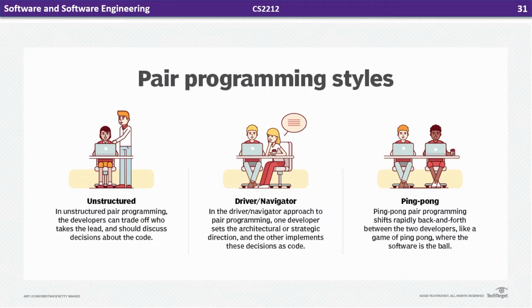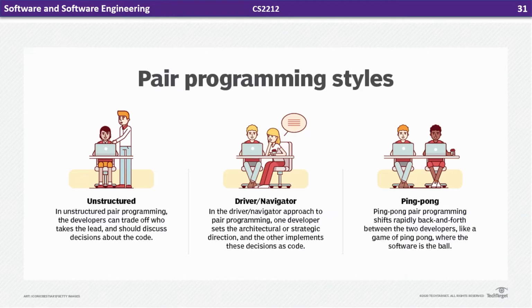The person who sets those directions is also doing sort of quality assurance, making sure that what they're doing makes sense. And then the last one is ping pong. So in ping pong pair programming, it shifts rapidly back and forth between the two developers, like a game of ping pong, where the software is the ball. That's commonly two people sitting close together working on similar or the same problem, but with two computers instead of just one.